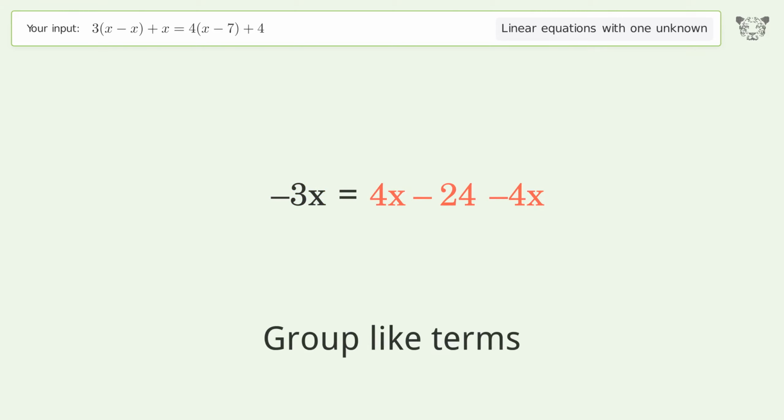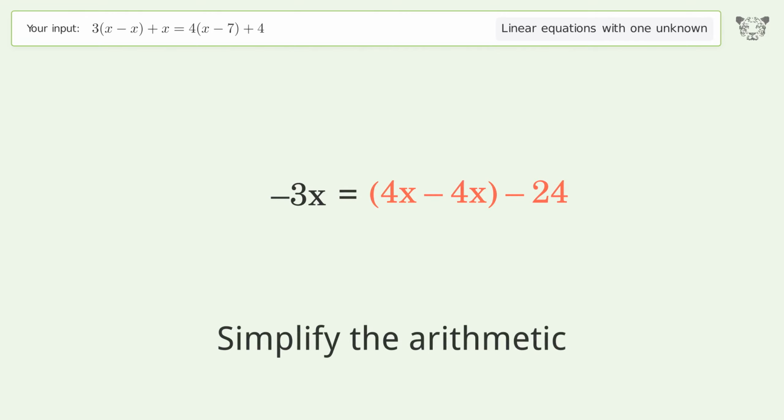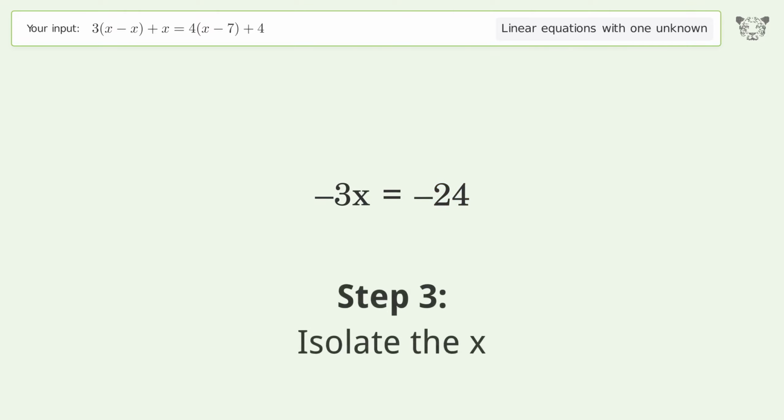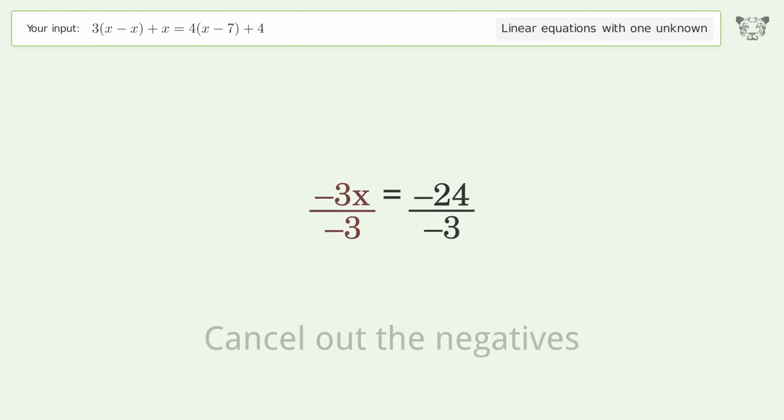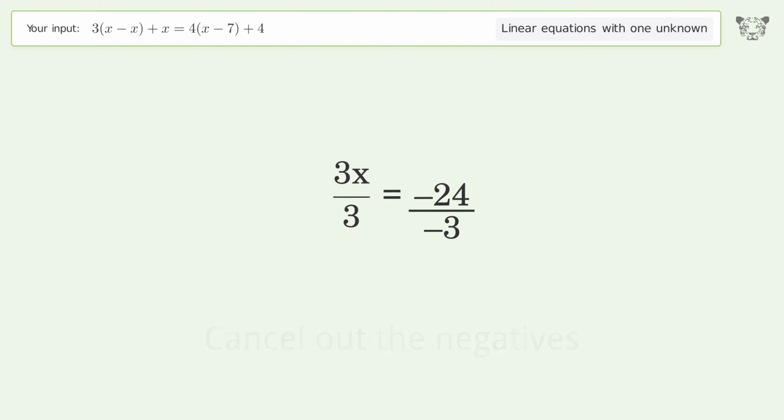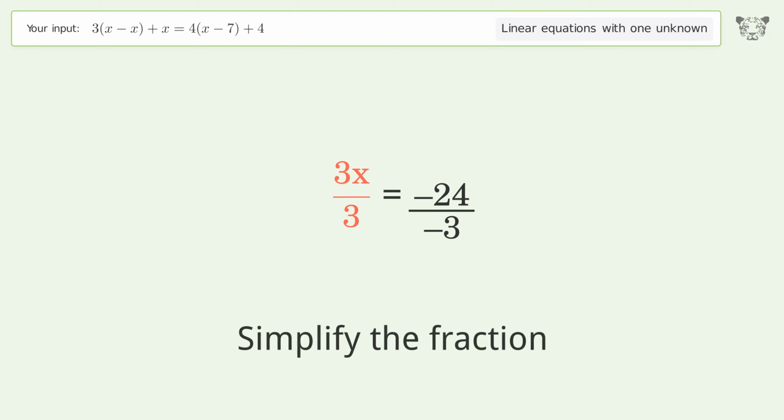Group like terms. Simplify the arithmetic. Isolate the x. Divide both sides by -3. Cancel out the negatives. Simplify the fraction.